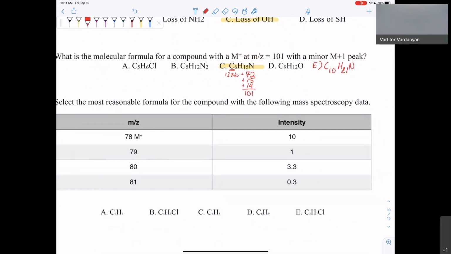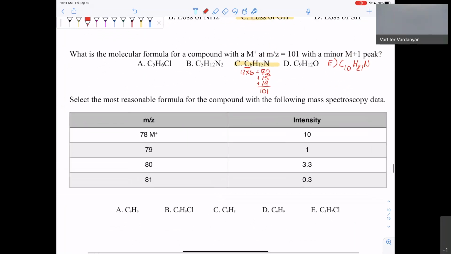Okay, so select the most reasonable answer. If he gives you something like this, does this look like the spectra we looked at last time? No, but we can make it make sense. Which axis told us m over z? The x-axis. And what axis is the intensity? The y-axis.